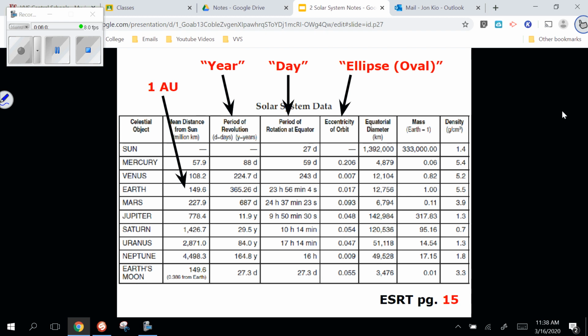All right, eccentricity. Eccentricity is how out of round the orbit is. If you have a perfect 0, which would be 0.000, then you would have a perfect circle. If you have a 1, that is a straight line. Everything is in between those two numbers. All right?